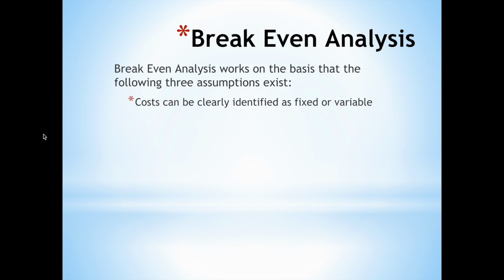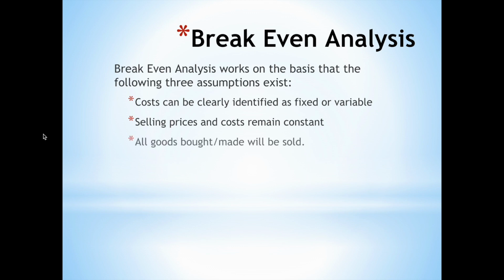Fixed being as a whole, like rent or insurance, and variable being per unit. Next, selling prices and costs remain constant, and then all goods bought will be sold. So there won't be any wastage of resources. Although this happens in a real world business service firm, accounting will be hard if you include those. So technically, these three assumptions exist to make accounting easier.